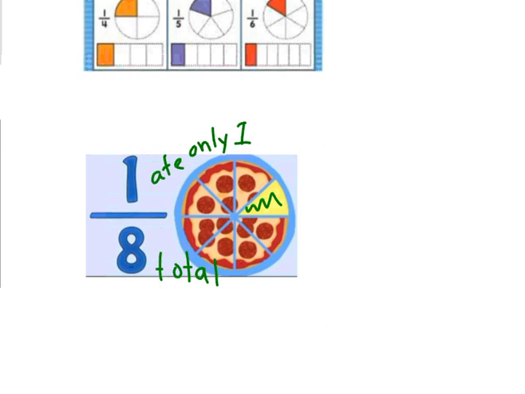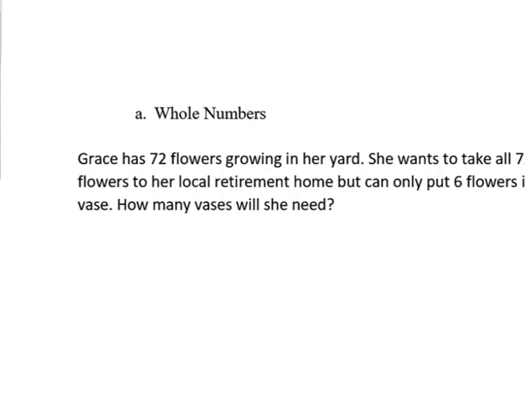Now, whole numbers include 1, 2, 3, 4, 5, 6, and so on and so forth. I guess you can go all the way up to infinity or a million if you want to. But they pretty much include counting numbers. So let's look at the next page.